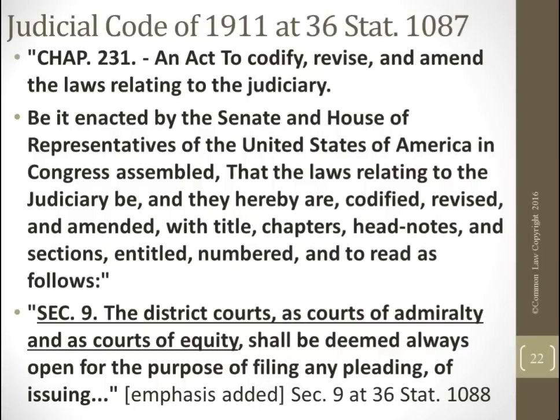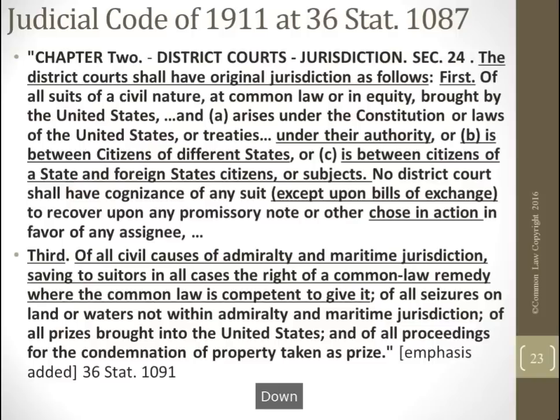The Judicial Code of 1911, Chapter 231, which is found at 36 Stat 1087. And this particular site is found at 36 Stat 1088, which is the second page of the Judicial Code. An act to codify, says here, Section 9 is the one we're interested in. The district courts as courts of admiralty and as courts of equity shall be deemed always to be open for the purpose of filing any pleading of issuing, whatever. The point is that district federal courts are admiralty and equity.